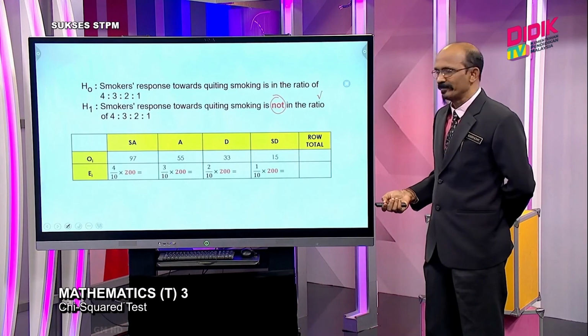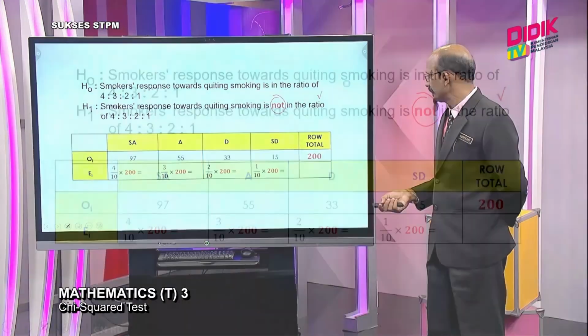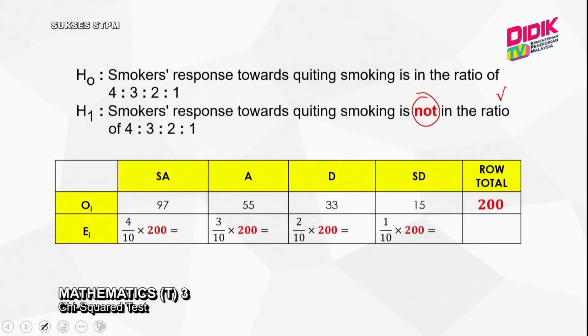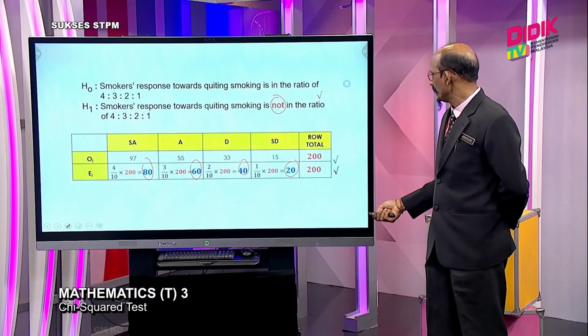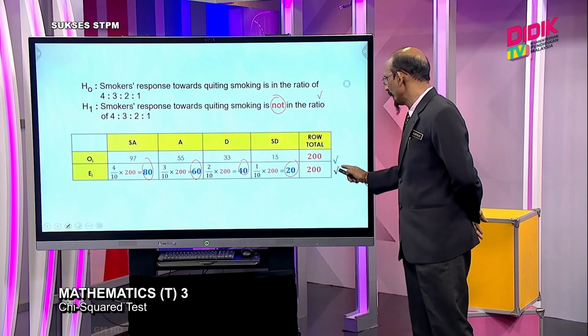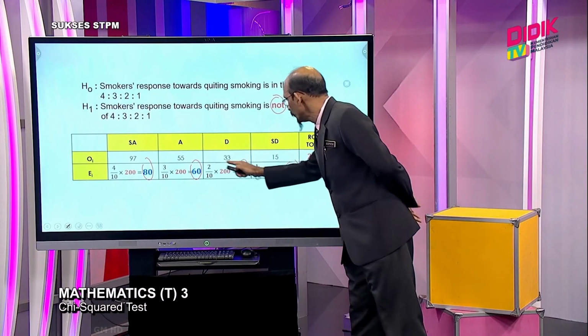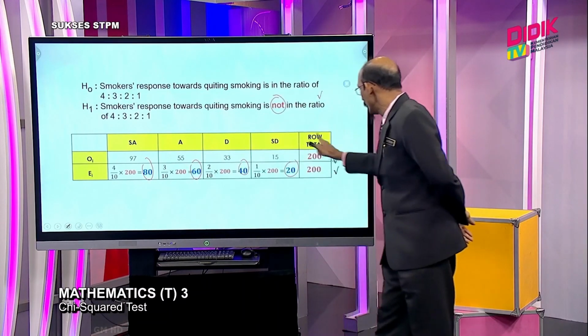We find our expected frequency. Our total frequency here is 200, so based on the 200, we calculate our expected frequencies. We get 80, 60, 40 and 20, and the total is 200. If you notice, all the values here are greater than 5, which means you don't need to combine. So we continue. You get 2 marks here: 1 for getting the blue values there, and another mark for all correct.